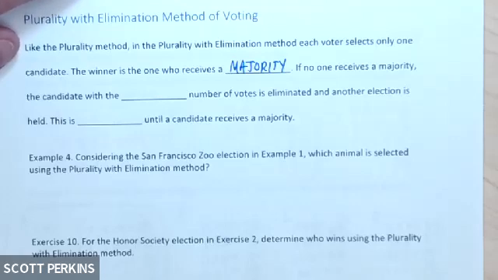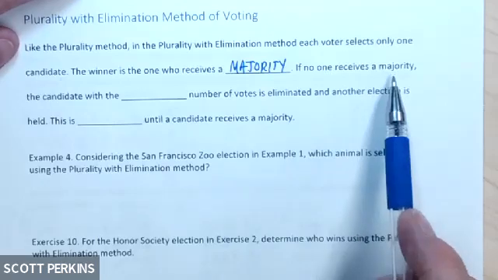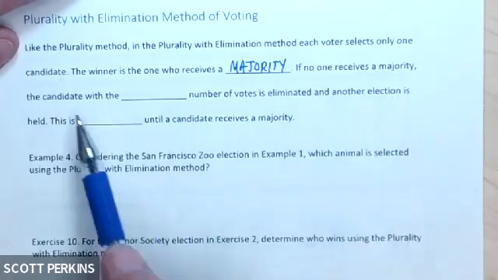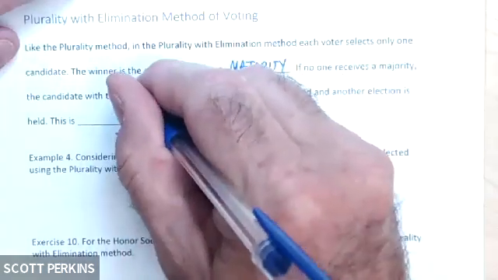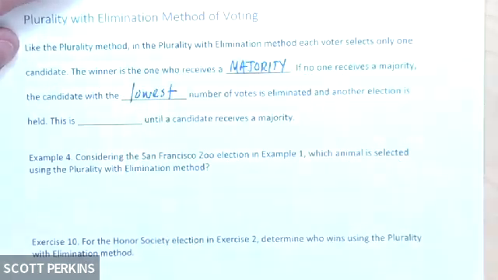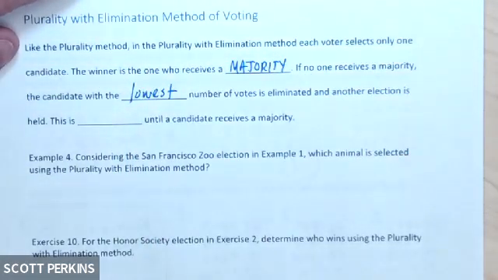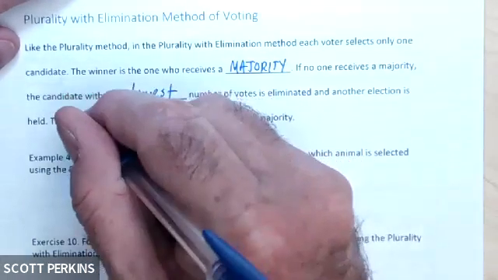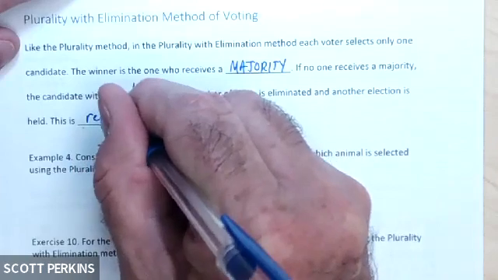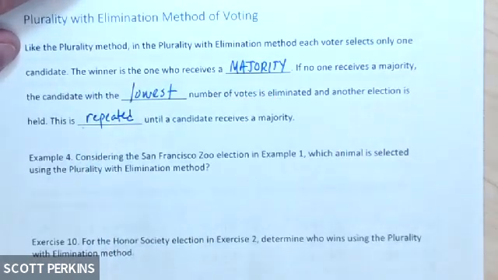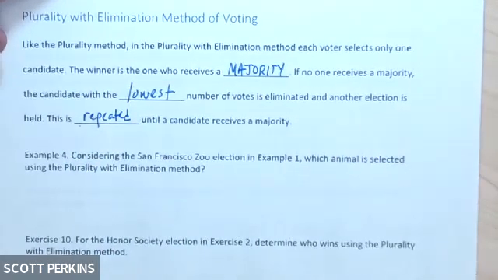Now, here's the catch. If no one receives a majority, if no one gets more than half, then the candidate with the lowest number of votes is eliminated and another election is held. This is repeated until a candidate receives a majority.